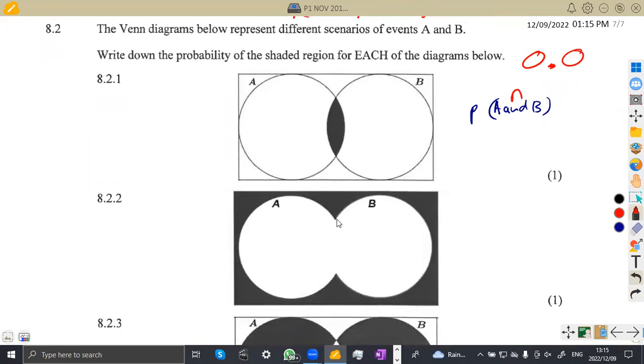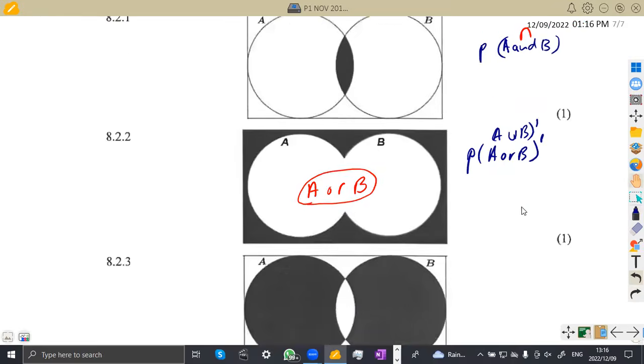All right, here we can see that this is the part that we see in white here. This is actually A or B. So we do not need this part, because the shaded part represents the part which is not A or B. So not A or B can be written as A or B complement. That's not in A, or not part of A or B, or not part of A union B. It's not part of this. So it's going to be A union B complement. So that's the probability of A union B complement.